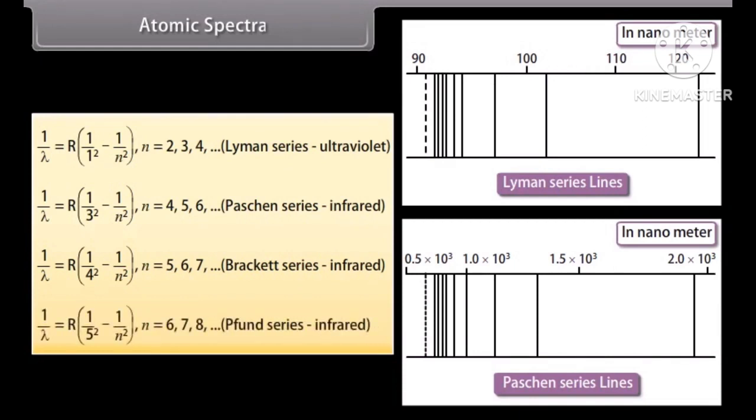Pfund series, which is given by 1 upon lambda equals R times (1 upon 5 square minus 1 upon n square). Here the value of n may be 6, 7, 8, 9 and so on.